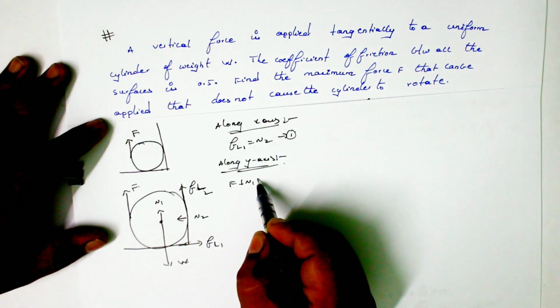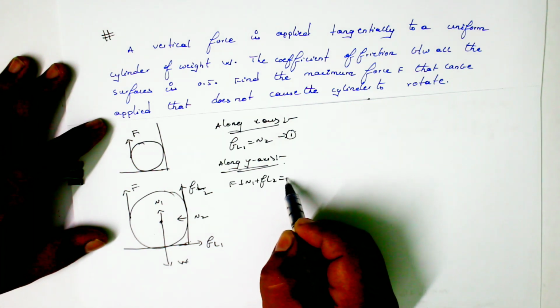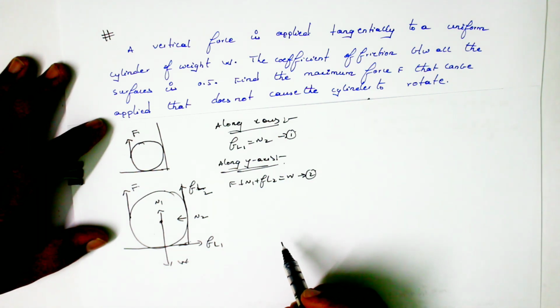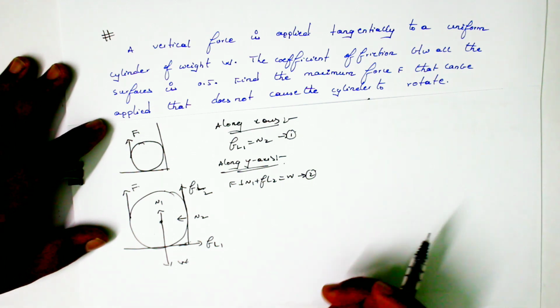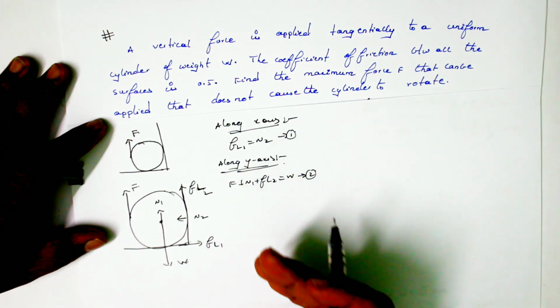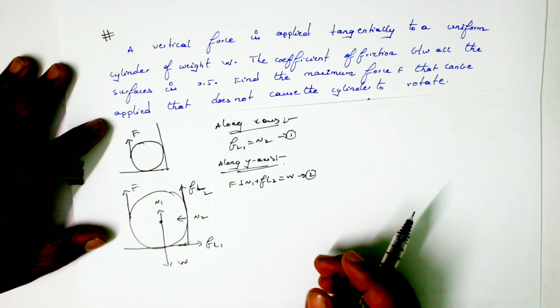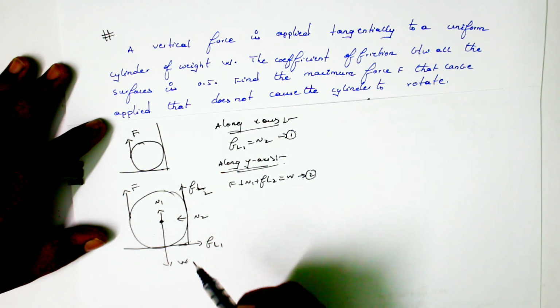So F plus N1 plus FL2 is equal to W. Let it be my equation number 2. Now here there are more than 2 unknown quantities, so I will have to take the help of one more equation. So I will take a torque equation about the center of mass.